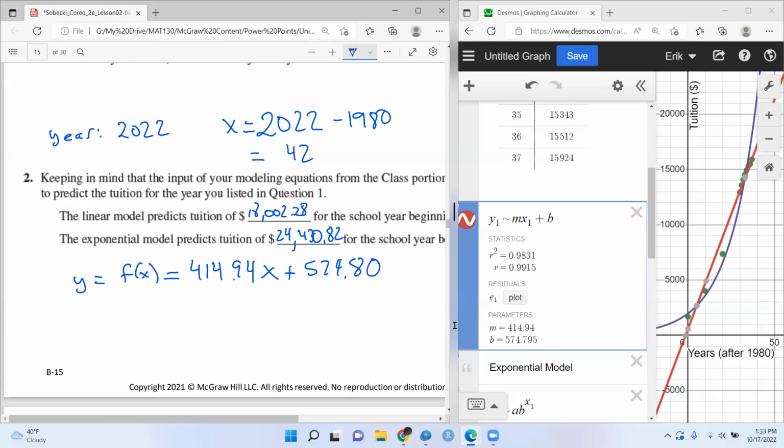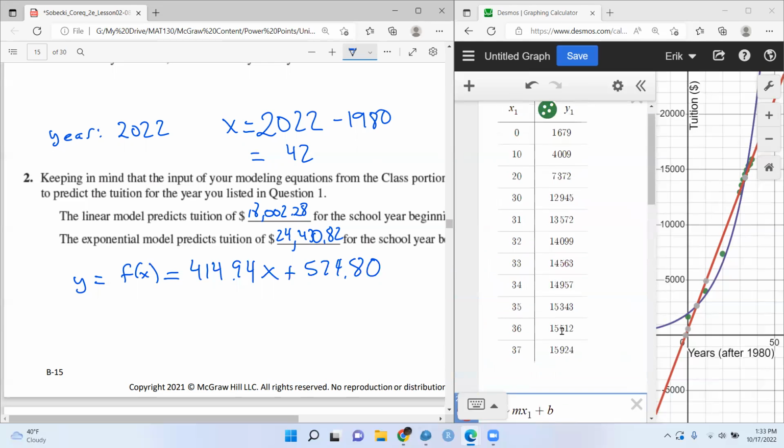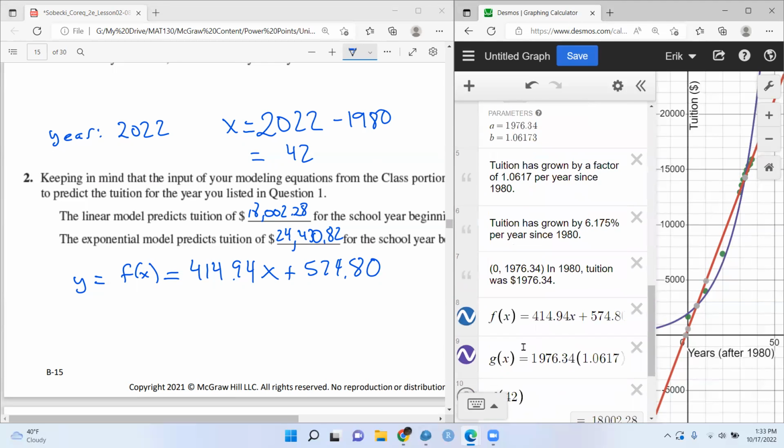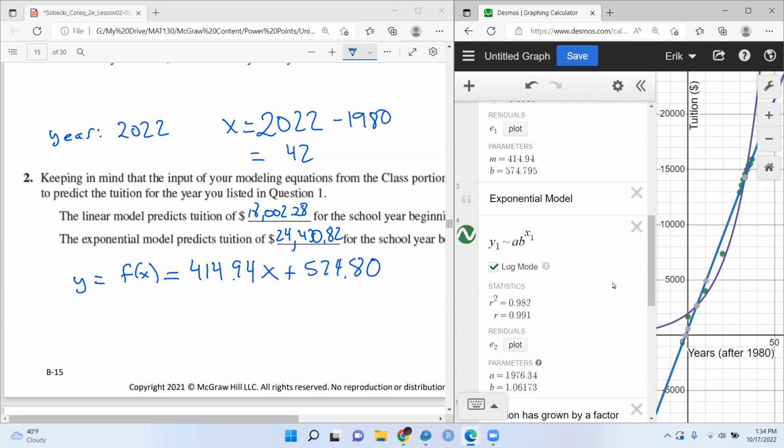I just took the parameters that Desmos gave us for m and b, and I replaced y1 and x1 with f of x and x. And you should always do that when you're working with these things, because this is code to find the model, and then you want to type the model into Desmos like I did here, so that you can then work with it, like do calculations and such.